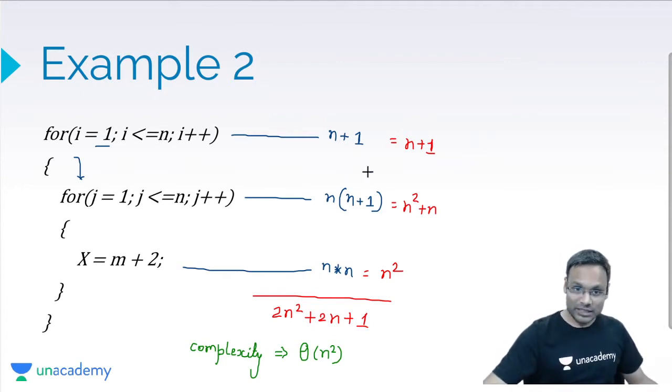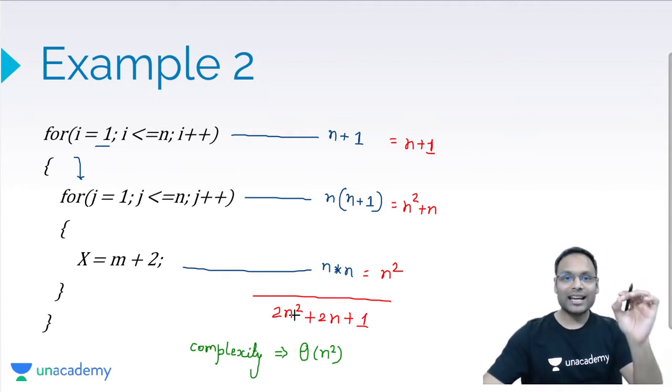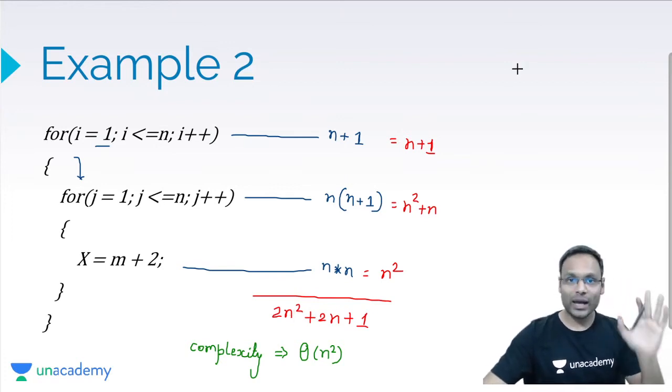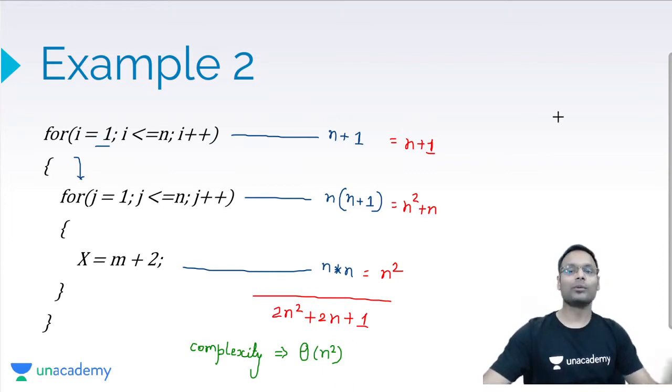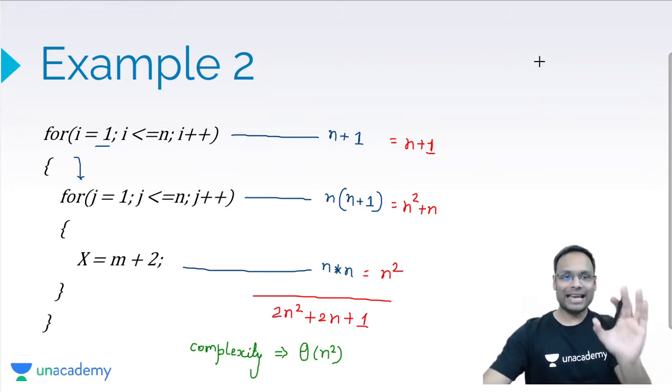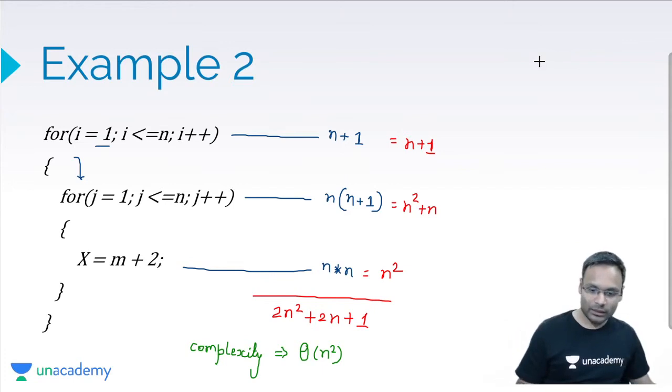Fine. So the number of steps I have calculated. What is the highest power of n? N square. So of course the complexity should be n square. I have written it. That is example number 2. Let's go for example number 3.